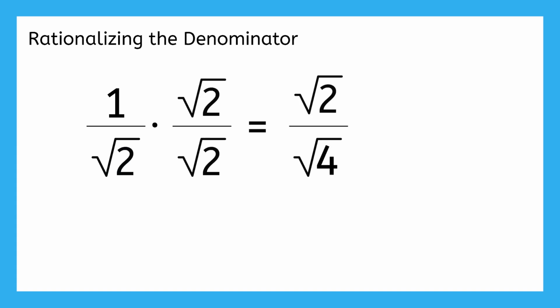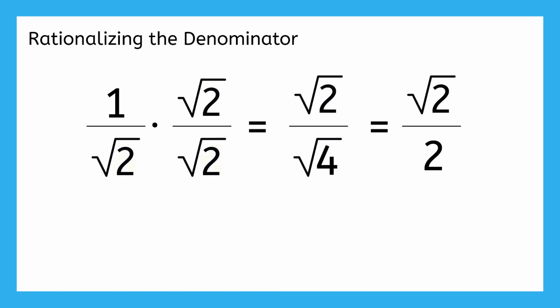Multiplying the numerators results in the square root of 2, and multiplying the denominators results in the square root of 4, which can be simplified to just 2. This is why we were aiming to get a perfect square under the square root. It allows for the radical to be simplified, clearing the denominator of any radicals. So there we have it, a fraction that is equivalent to 1 over root 2, but does not have a radical in the denominator.